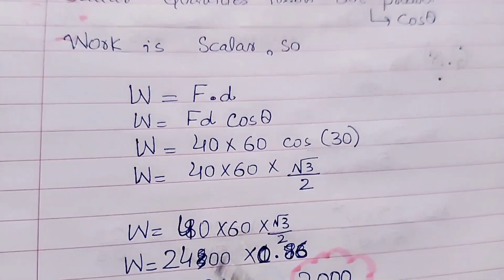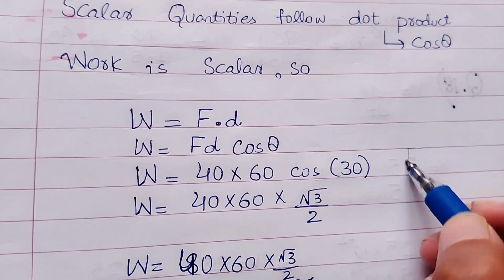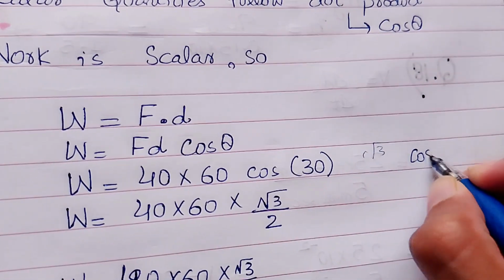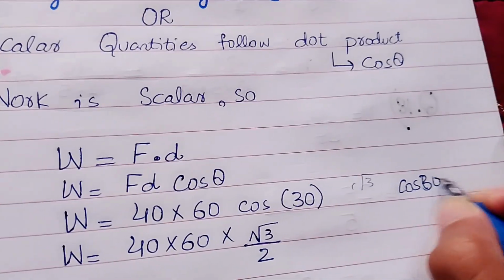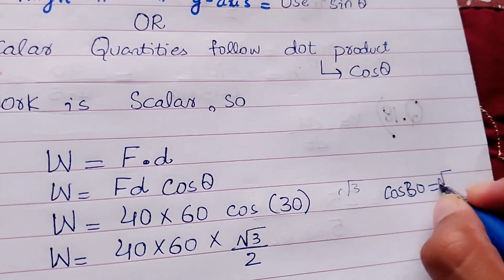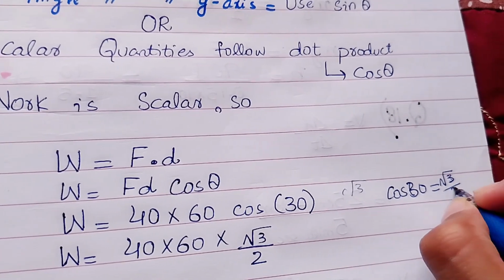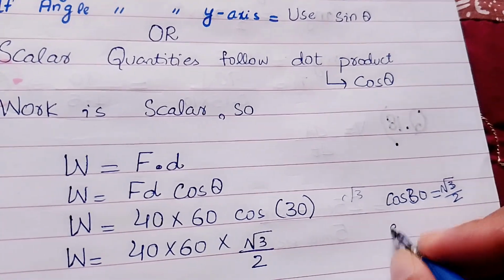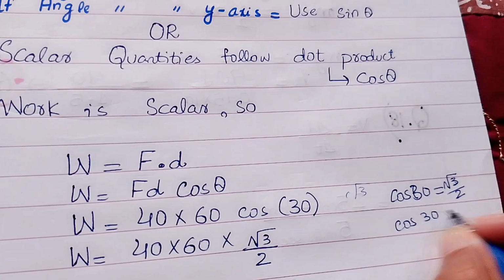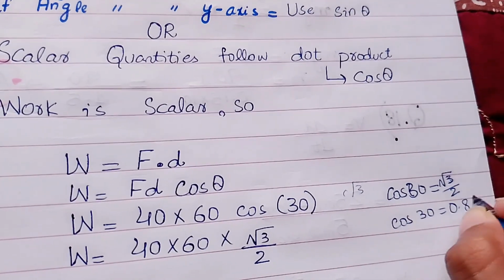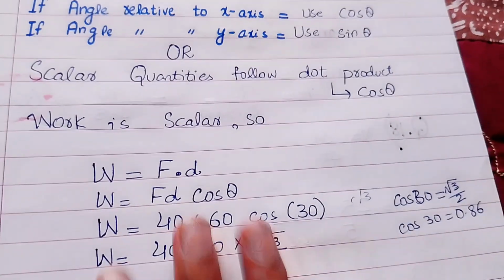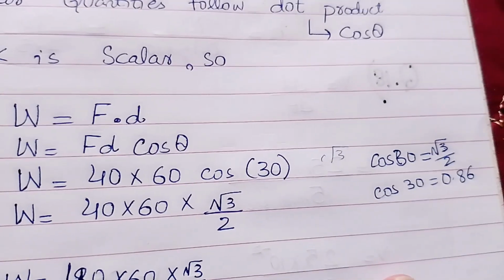Cos 30 can be written as root 3 over 2, if you know the value of root 3. But if you don't know, you can just remember it as cos 30 is equal to 0.86. You have to cram these values. I have written them in my notebook, and I will also send them to you.